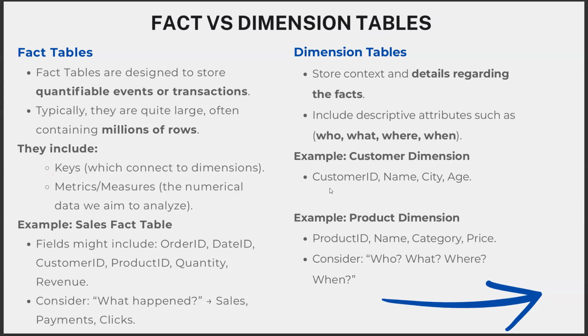For example, customer dimension, yeah, we already mentioned that. Customer ID, customer name, city, age. This is a customer table. We will store everything in this kind of table. Any questions regarding the difference between facts and dimensions? All right.